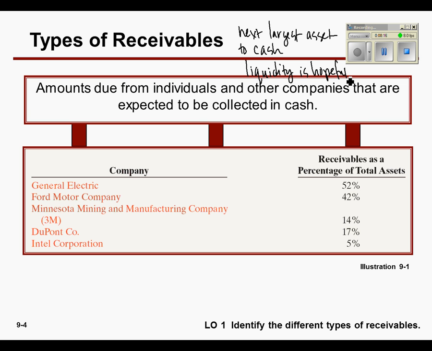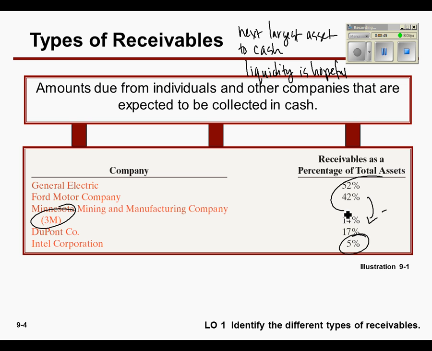percentages. Where you look at 3M, a Minnesota-based company, 14% of their assets are tied up in AR. What does that big dramatic drop tell you? Does 3M let their customers charge very often? Look at Intel, a computer company. Only 5% allow their customers to charge. So a pretty big span.